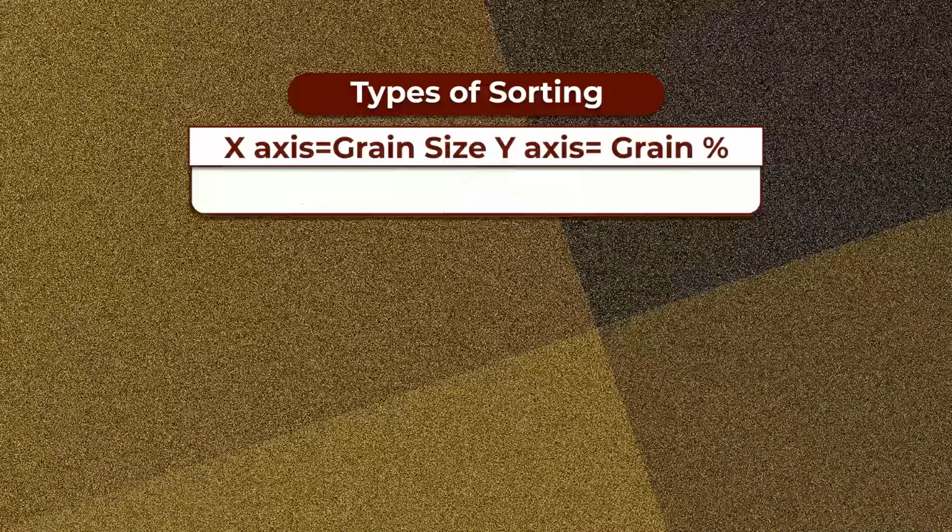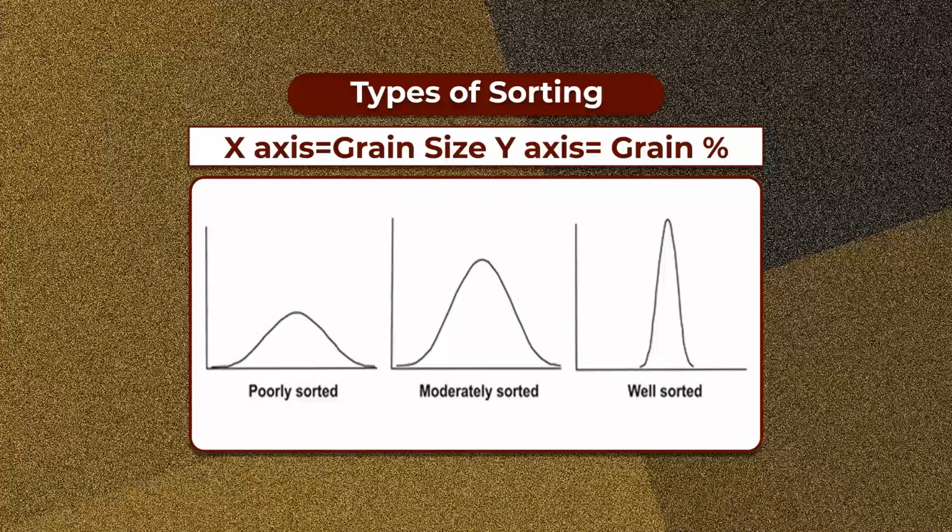The rocks also get sorted. If they are well sorted, that means grains are of almost similar size. Moderately sorted means some big grains and other smaller grains, and poorly sorted means very large grains and very small grains together. Sorting is defined by three types: poorly sorted, moderately sorted, and well sorted.